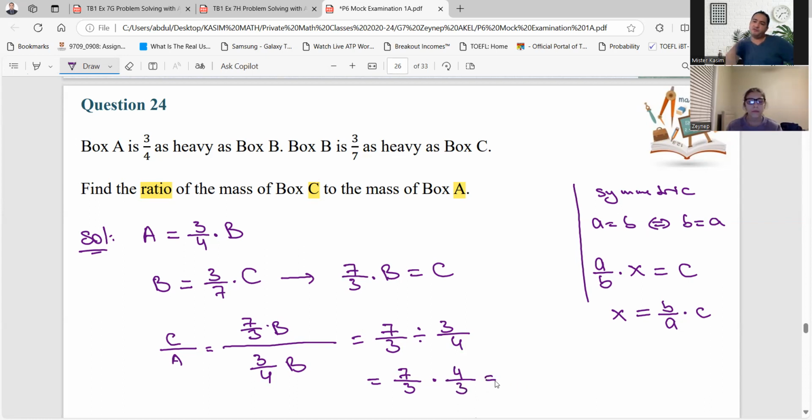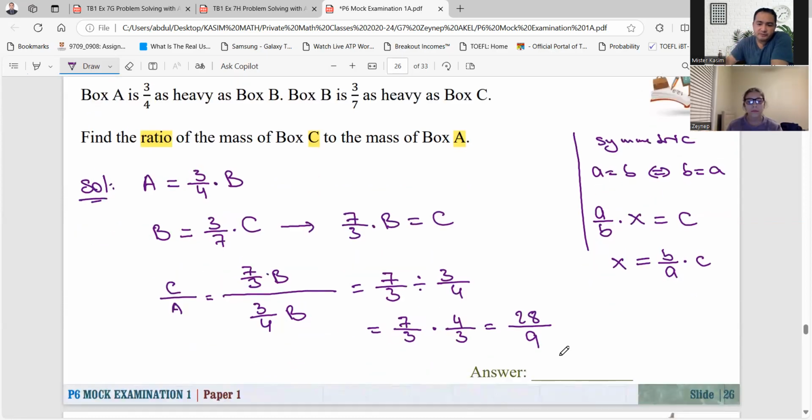And to multiply two fractions, multiply the top by the top, bottom by the bottom, right? 7 times 4 is 28. 3 times 3 is 9. And since the question is asking for a ratio, I can write here the ratio of C to A is equal to 28 to 9.